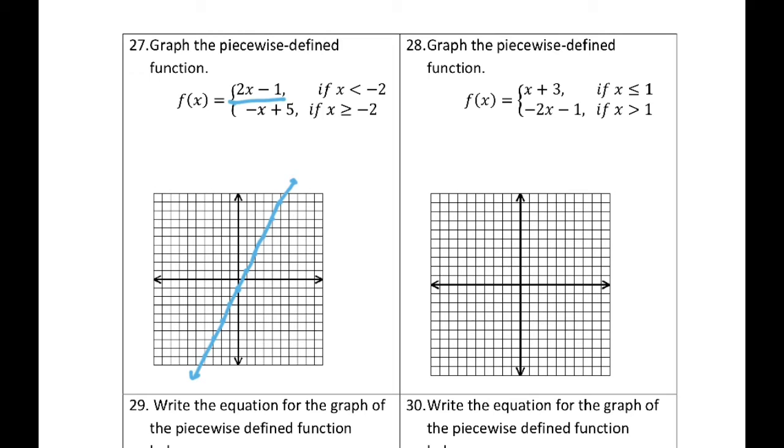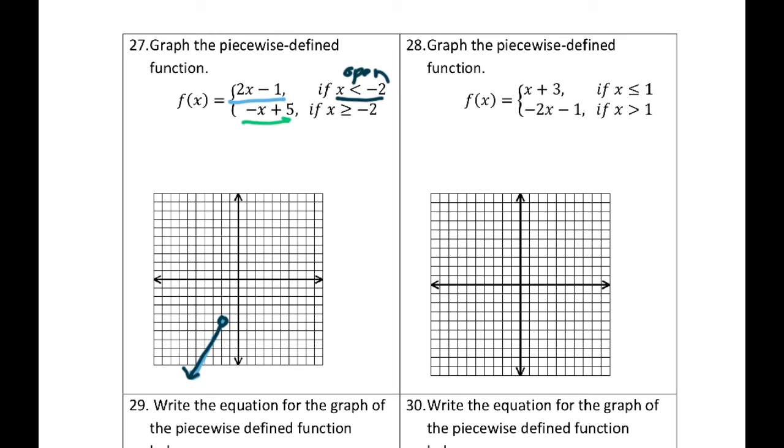Now, I only need this line from where x is less than -2. So on my line where x is -2, I'm going to make an open circle. And I only need it to the left, so I only need it less than this line. So I'm going to erase the parts I don't need. Right? And I'll do the same thing with my next line.